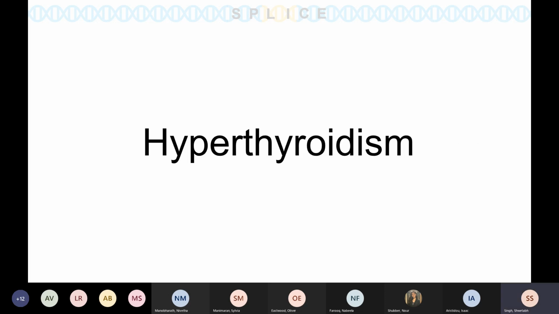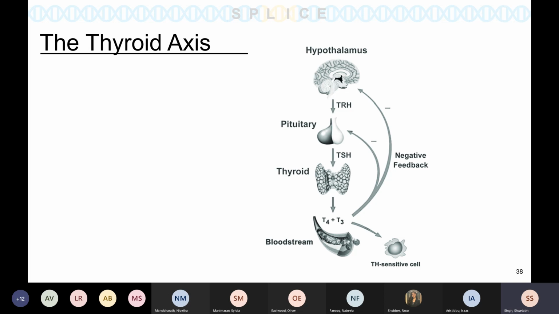Okay, so hyperthyroidism. Here's the axis. So again, a quick run through. This is a bit secondary, but yeah. You've got TRH, thyroid releasing hormone, which goes to the pituitary. That gives thyroid stimulating hormone, which goes to the thyroid, and then that produces T4 and T3, which go into the bloodstream. Again, you have the negative feedback mechanisms, which we'll talk about. Next slide.